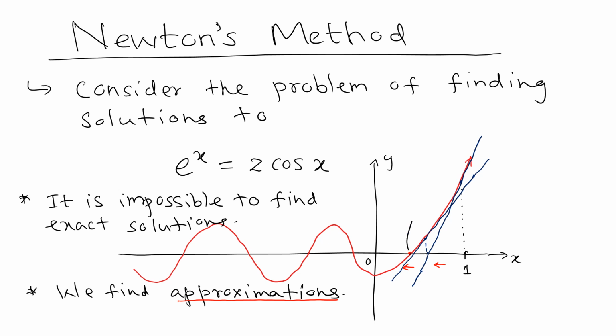This is the solution, and you can see every time you draw a new tangent line, it's getting closer and closer to the 0. So that's the idea of Newton's method. Let's try to derive the formula now.